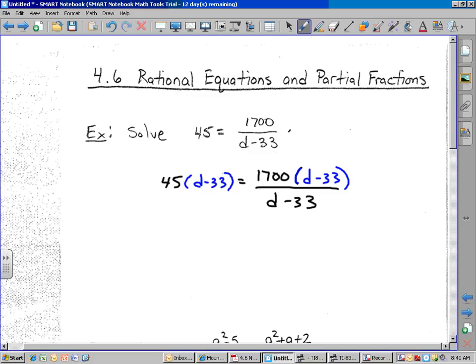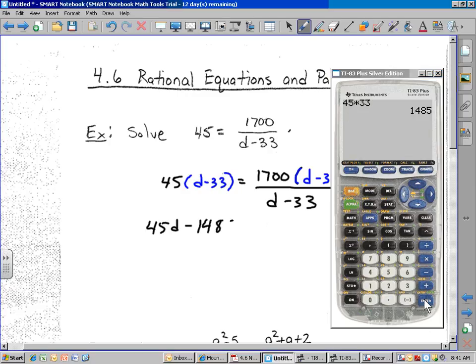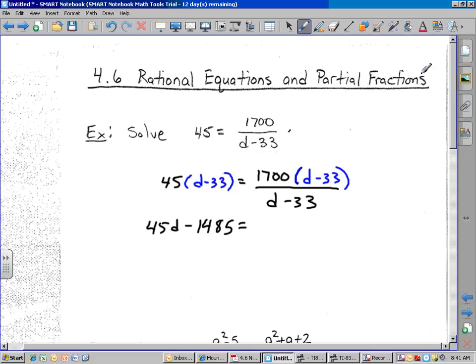Now I've written it in blue, but we multiplied both sides by what is on the bottom, d minus 33. On the left side, we'll simply just distribute. And that is a fairly large number, 45 times 33. I'm going to go ahead and multiply that in my calculator. 1485. Now on the right side, the d minus 33 appears on the top and on the bottom, so it gets canceled out, and all that's left is 1700.